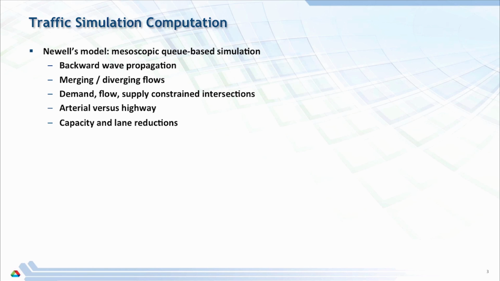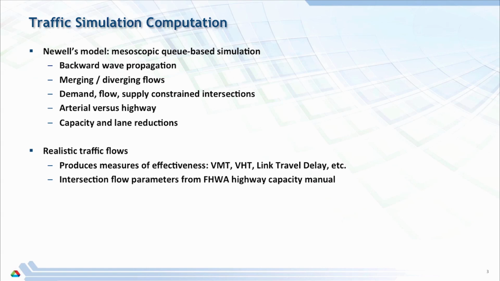The flow through intersections uses a cellular flow approach and determines the vehicle transfer based on vehicle demand, link flow, and available link supply. Polaris accounts for the difference between arterial and highway facilities using different parameters for wave propagation and jam density. The Polaris implementation is capable of modeling both capacity and lane reductions. The Polaris implementation of Newell's model is capable of reproducing quite realistic traffic flows.